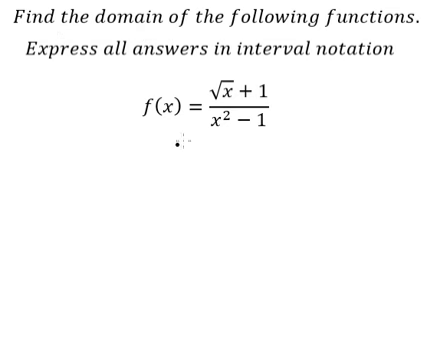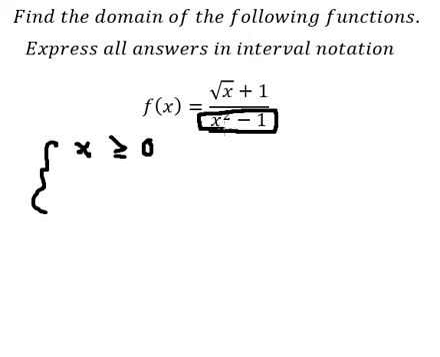The first thing we need to know is that we have the square root of x, and we need to know that the value under the square root should be greater than or equal to 0. And the second one, the denominator, cannot equal 0, because we cannot divide by 0. So x squared minus 1 cannot equal 0.